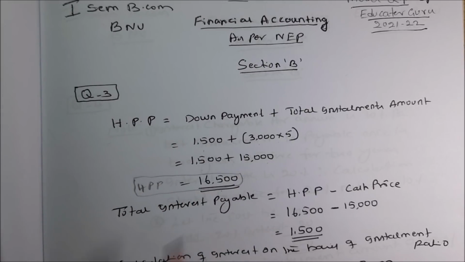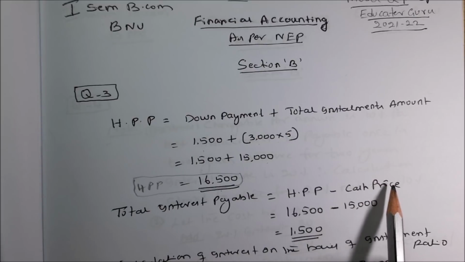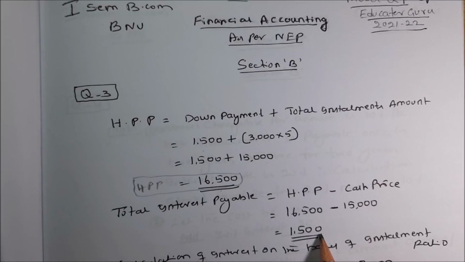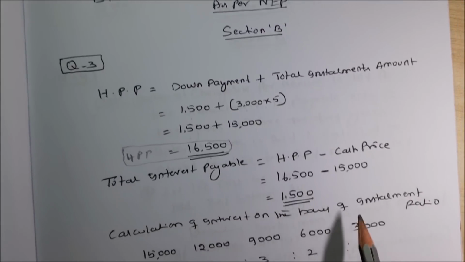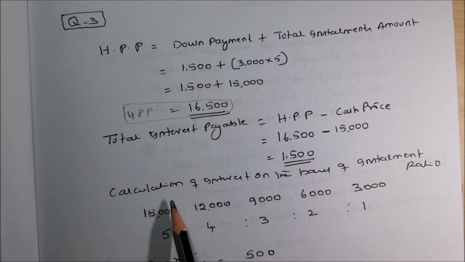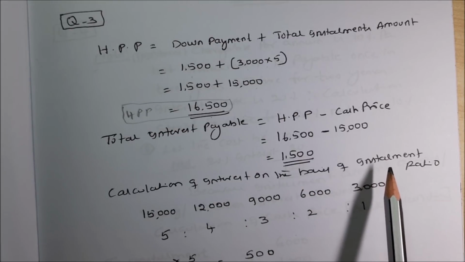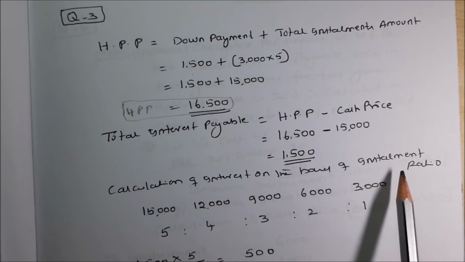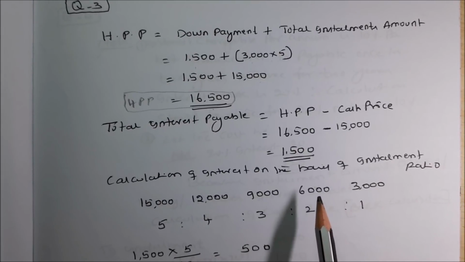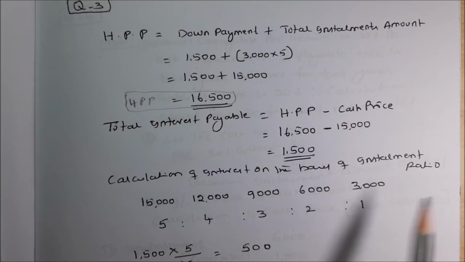Total interest payable for all the 5 installments is HPP minus cash price. So 16,500 is HPP, and they have given the cash price of 15,000. So the difference between the HPP and cash price, the total interest, is 1,500. It can even be calculated for each installment also, that I will tell you later on. But in this problem, how should we do it? 1,500. Then calculation of interest on the basis of installment ratio. When the interest rate has not been given, we are supposed to calculate the interest on the basis of installment ratio. So it is very simple.